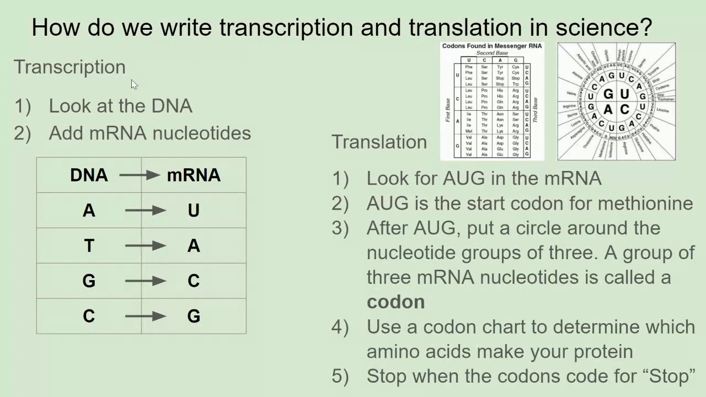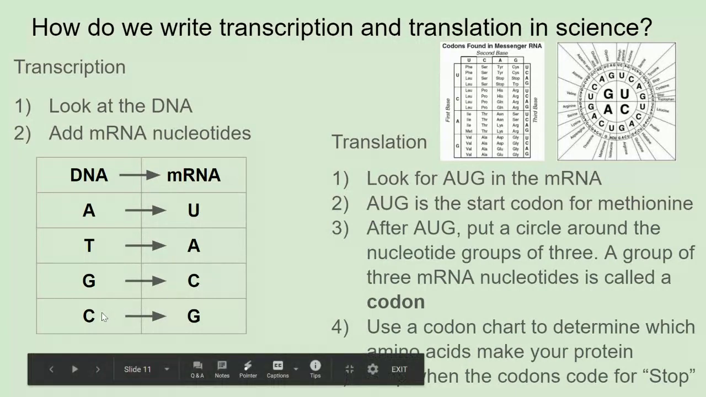But transcription, how do we write it? Well, first look at the DNA, then add mRNA nucleotides to the DNA template. So whenever you see an A in DNA, put a U in mRNA, because remember there's no T in mRNA. It just has uracil instead of thymine. When you see a T in DNA, put an A in mRNA. When you see a G in DNA, put a C in mRNA. And when you see a C in DNA, put a G in mRNA.